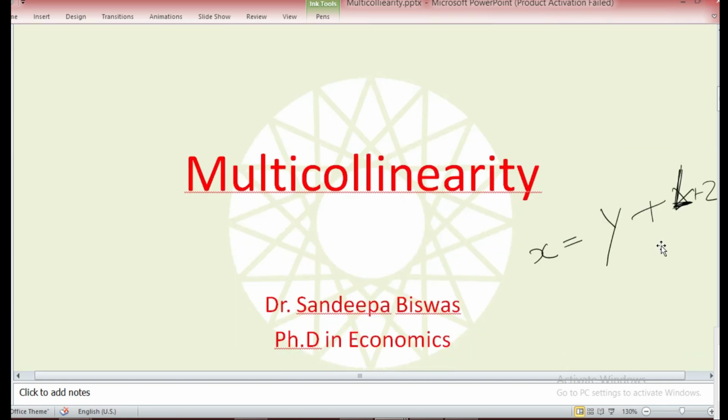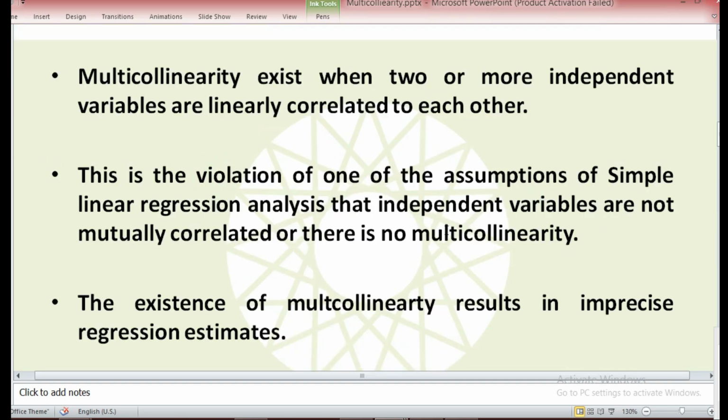So these are considered that they are not correlated to each other, right? They are not correlated to each other. It is the assumption that we made in the simple linear regression model, but in reality the independent variables may be correlated to each other. That means they may have effects on each other, right?